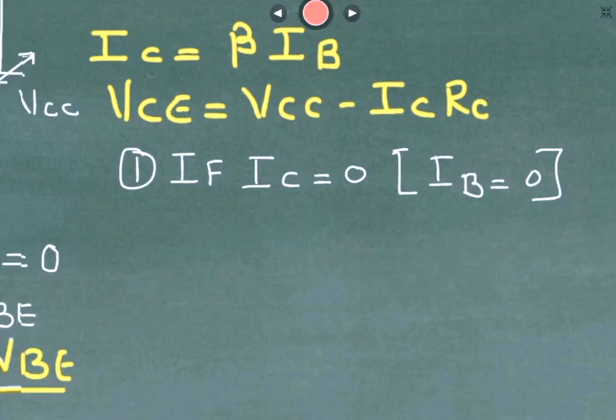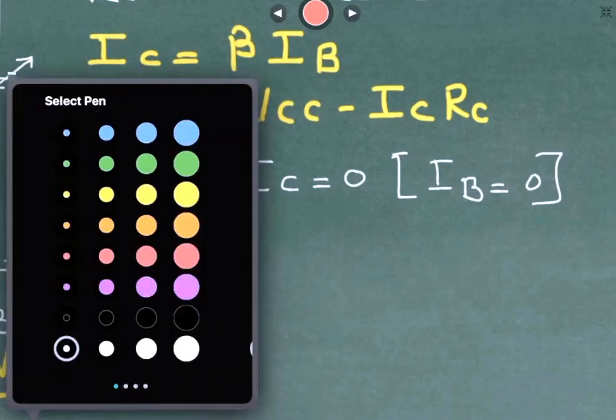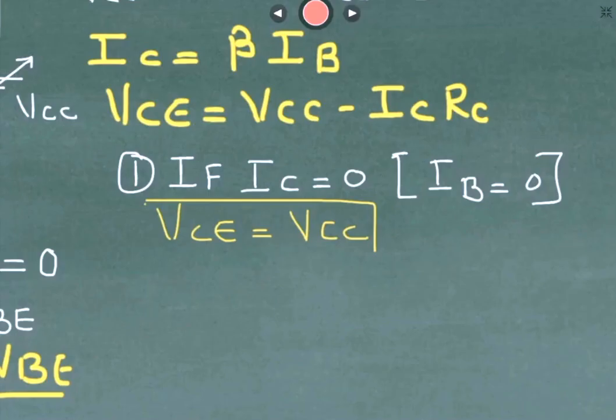All of us know that the value of VCE, as you can see there, if IC becomes 0, the value of VCE will become VCC. So this is the first conclusion you need to remember for case number 1 which has been considered. Now let us go to case number 2.